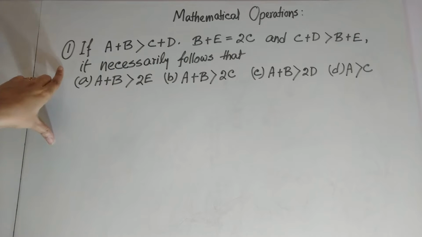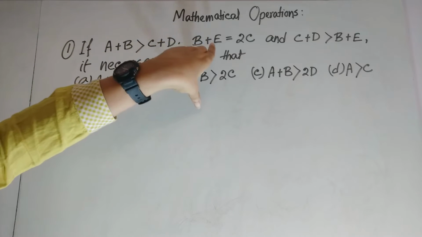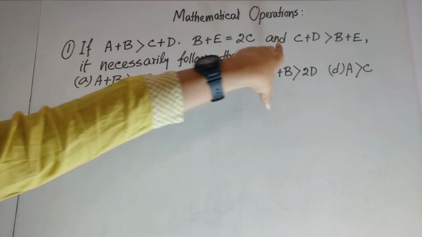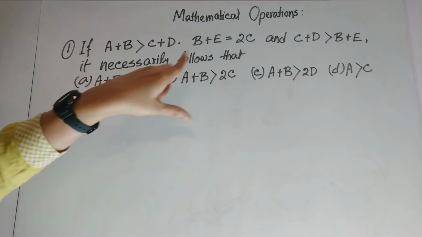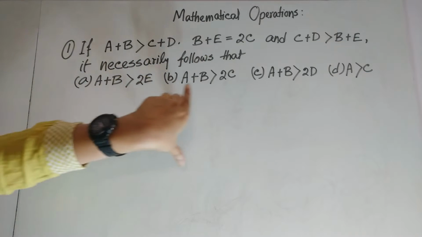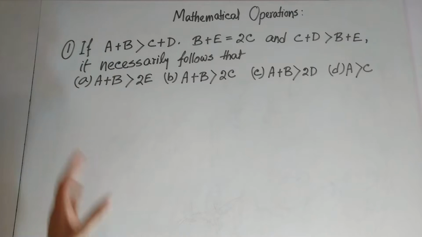Here, today's first problem. If a plus b is greater than c plus d, b plus e is equal to 2c, and c plus d is greater than b plus e, it necessarily follows that... four options have been given. Pause the video, try to solve it, then I'll explain.